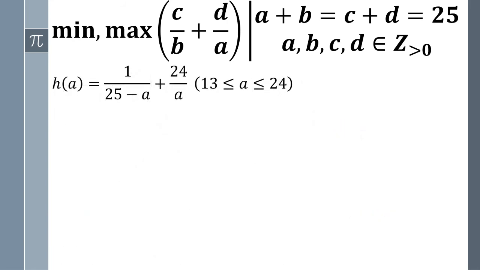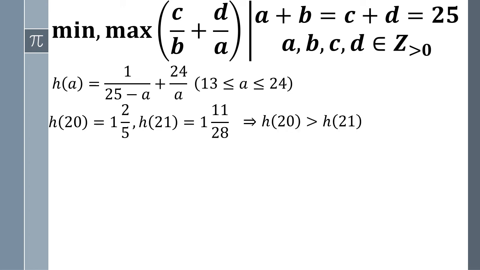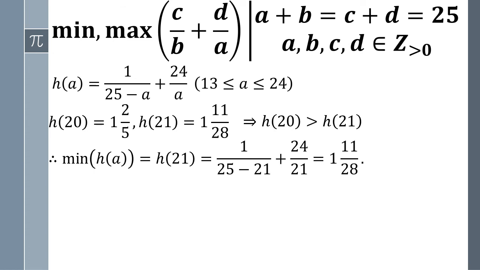Then the rest become fairly easy. We just need to plug 20 or 21 into this expression. H(21) equals 1 plus 2 over 5, and H(21) equals 1 plus 11 over 28. And H(20) is larger than H(21) by simple calculation. Since we are looking for the minimum value, it is H(21).